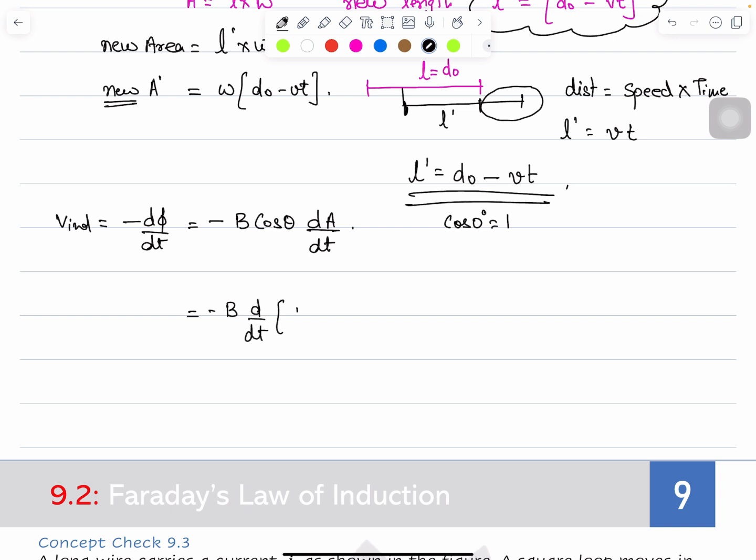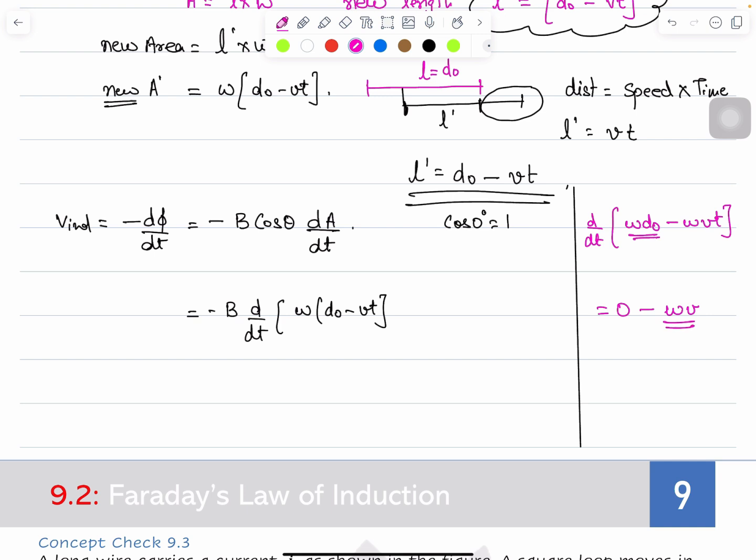What is the value of A? W, width d naught minus vt. Solve it here so that you can solve this part. So d by dt of w d naught minus w vt. Here there is no t factor, so 0 minus vt, which gives w v. So this is the derivative, with negative sign. So can I say negative B bracket negative w v? So can I say positive B w v? Yes or no?